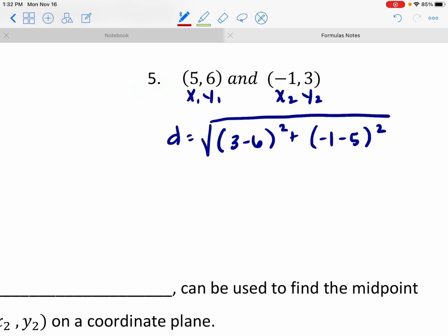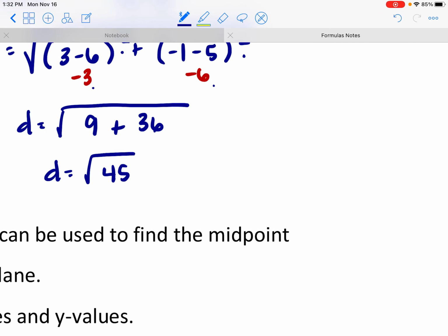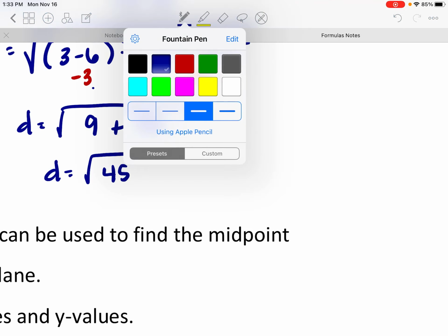This would be 3 minus 6 would be negative 3, and then negative 1 minus 5 would be negative 6. And so the distance would be the square root of negative 3 squared, which is 9, plus negative 6 squared, which is 36, and that's why we ended up with 45 under the radical. So the square root of 45 still wouldn't be an acceptable answer. It's an exact form, but it's not simplified. We can break down that radical.